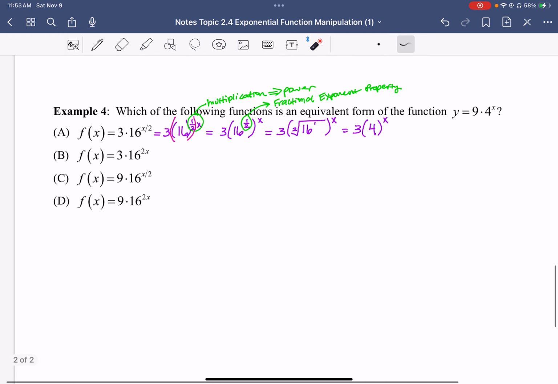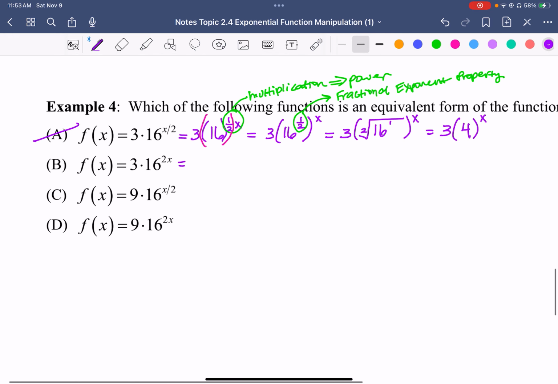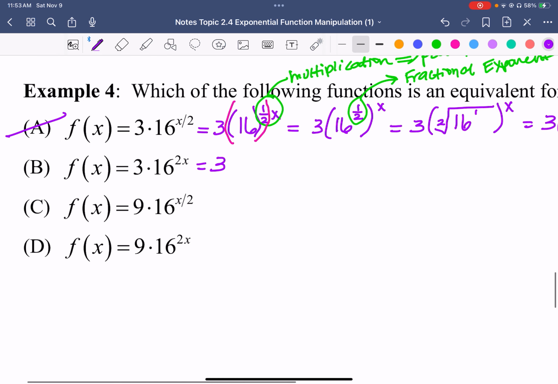Okay, so let's try letter B. A is not the correct answer. So we have 3. Again, that 3, we don't do anything with it yet. And then we have 16 to the power of 2x. But I see multiplication, so I'm going to cut through this multiplication and make my own set of parentheses. And now I can just write 16 squared inside and take the x and put it on the outside. Okay, 16 squared is 256 to the power of x. That is not the answer either.